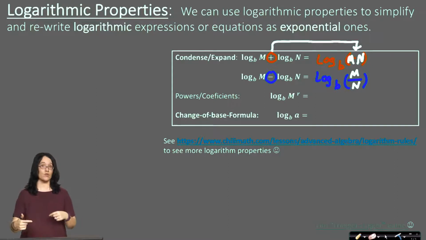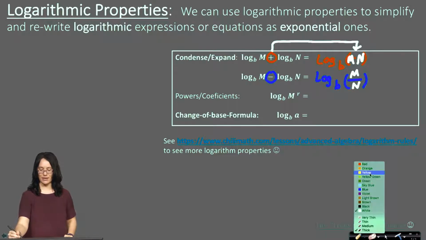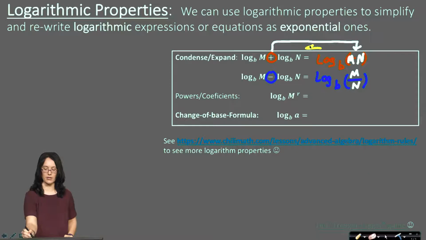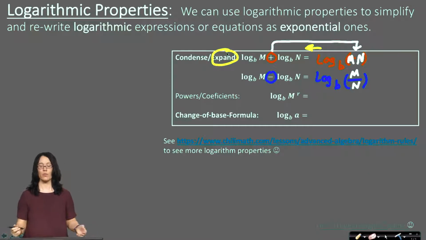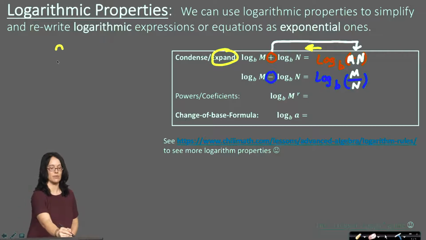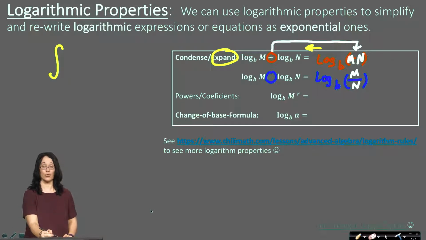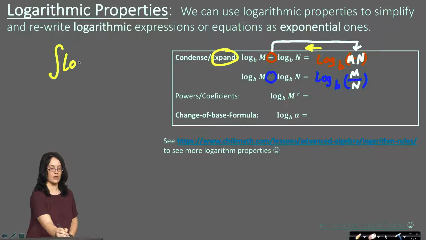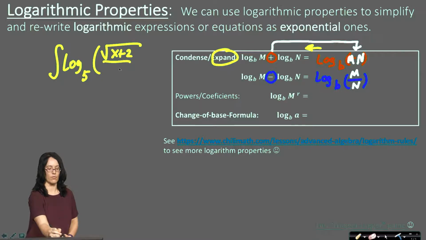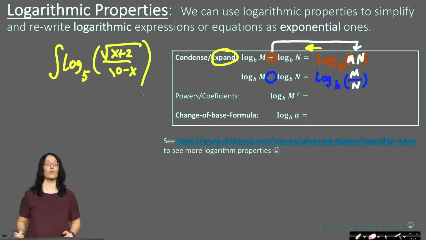Now, if you choose to go on to calculus, one of the things you'll do is go the other direction. So instead of condensing, you will go in this direction, and that's what we call expanding. Why would you expand? Well, in calculus, you're going to see a funky symbol, maybe you've heard of it, called an integral. And you'll have something like logarithm base 5 of the square root of x plus 2 over 10 minus x. Something crazy like that.